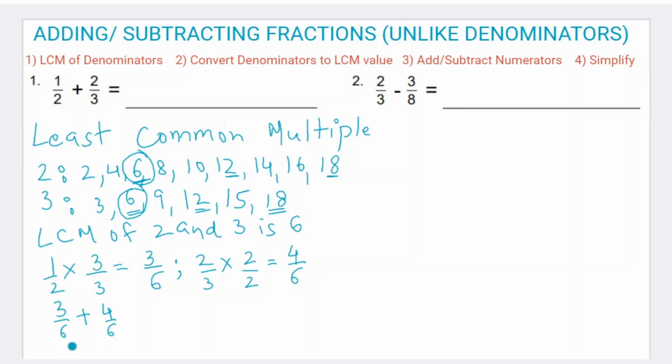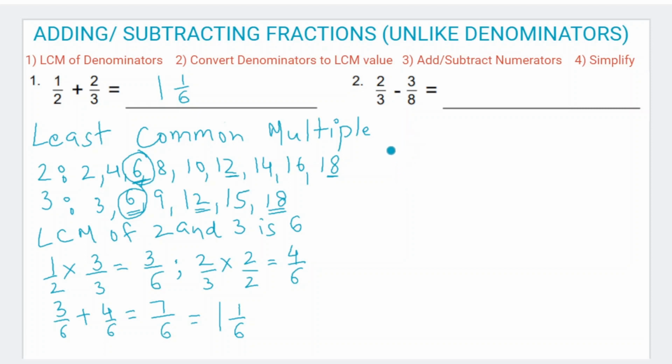So now I'm dealing with like denominators. I'm going to just keep the denominator the same, which is 6. Simply add numerators. So my answer is 7 over 6. Now this is an improper fraction. You can convert it into a mixed number and it will be 1 and 1 over 6. So 1 over 2 plus 2 over 3 is 1 and 1 over 6. Now if you want, you can pause the video and do this by yourself. Instead of addition, it is just subtraction.